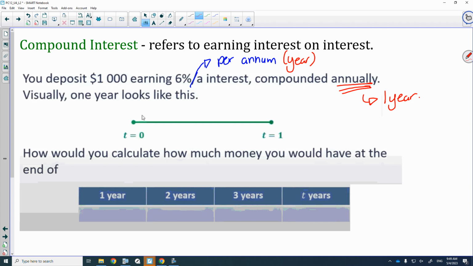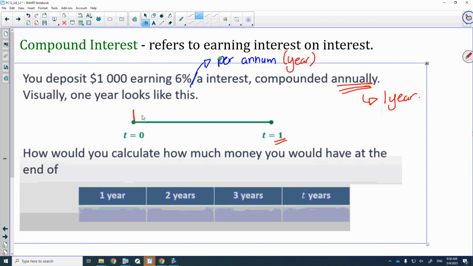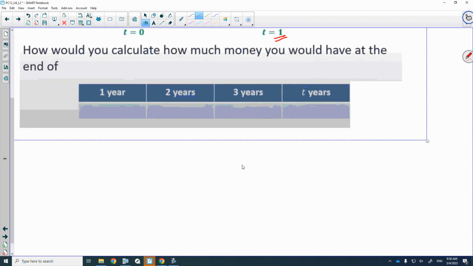You put your money in at time zero here, and then at the end of 1 year, you're going to get your interest. Calculate how much money you would have at the end of 1 year, 2 years, 3 years, and T years. So for 1 year, we'll do our work down here.